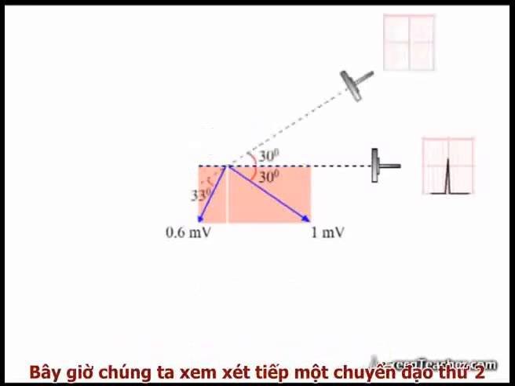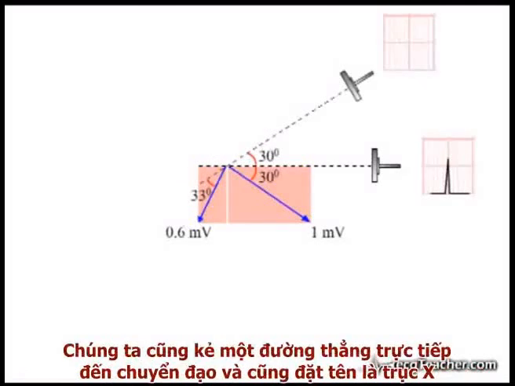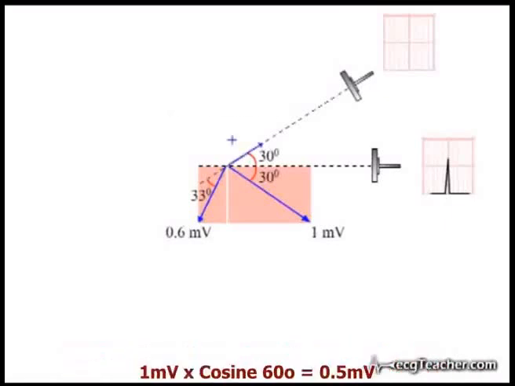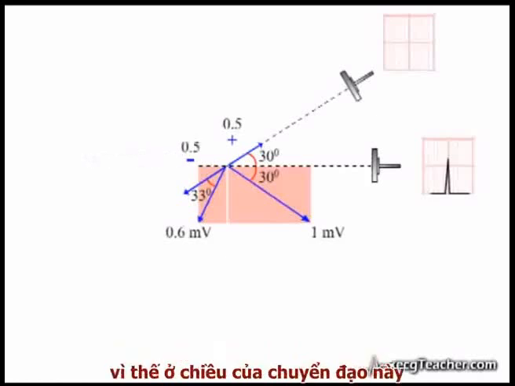Now consider a second lead, sensing these events 30 degrees anti-clockwise from lead A. We let the direct line to this lead define the x-axis, and the magnitude of the positive signal is 1 millivolt multiplied by the cosine of 60 degrees, giving a value of 0.5 millivolts, while the negative signal is 0.6 multiplied by the cosine of 33 degrees. This also computes at 0.5 millivolts.